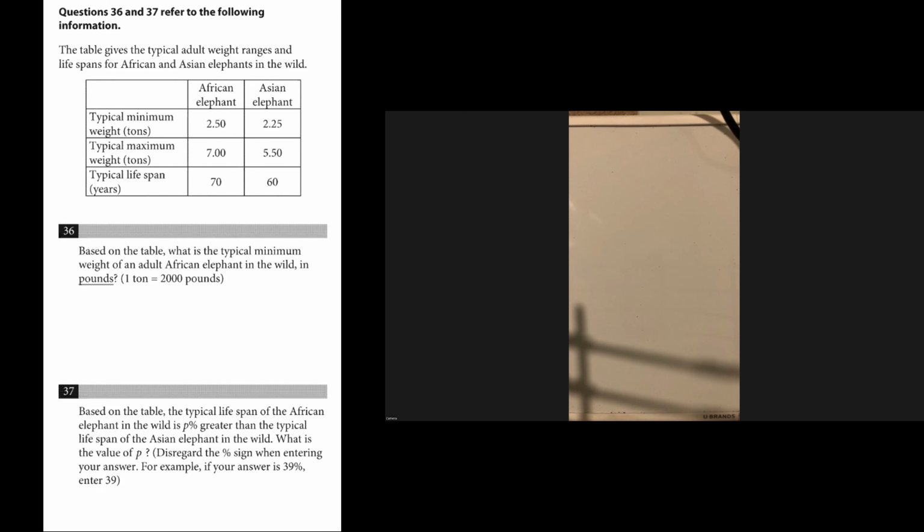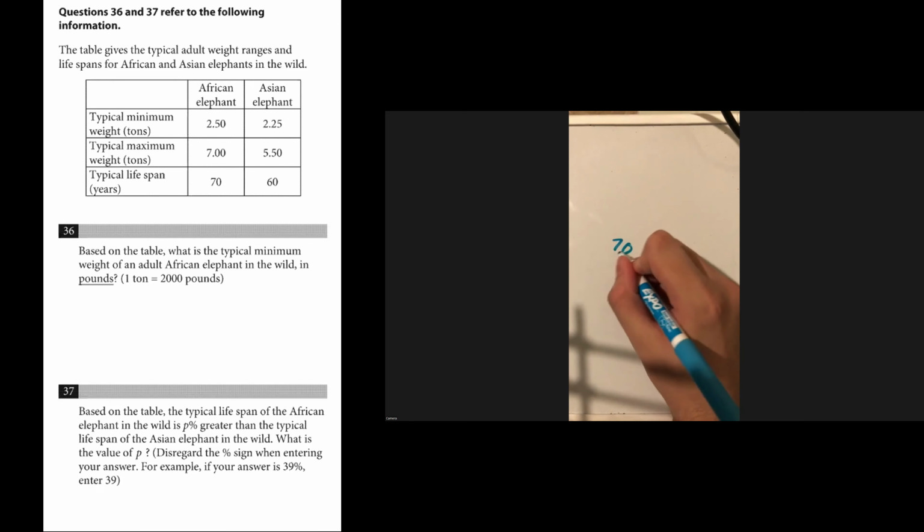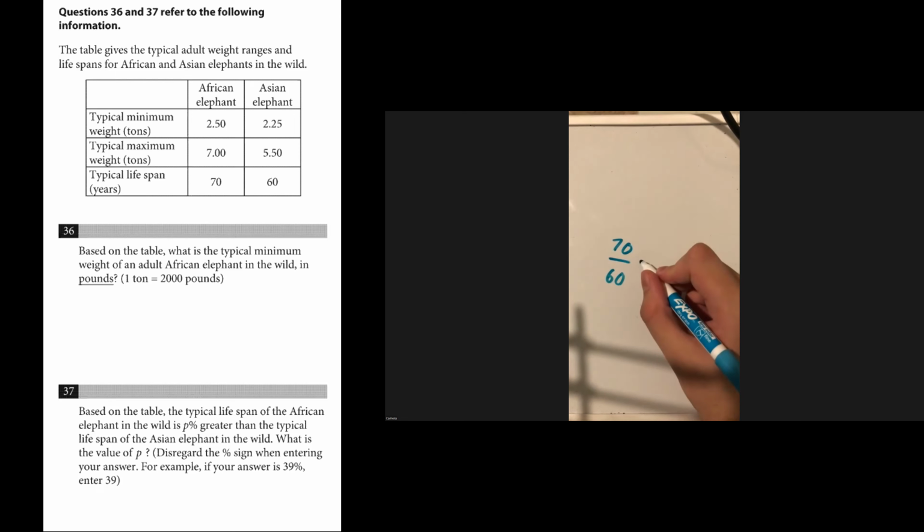Okay, so for question 37, we're asked to find the difference in the lifespans of the two elephants, and what is the percent difference. The way we would do this is we would take the larger number, which is 70, and divide by the smaller number, which is 60, which gets us 1.166666 repeating. It asks what is the percent difference. So the original would be 1, and the percent difference would be all the decimal places after that. So 0.16666, and it asks us to turn that into a percent.